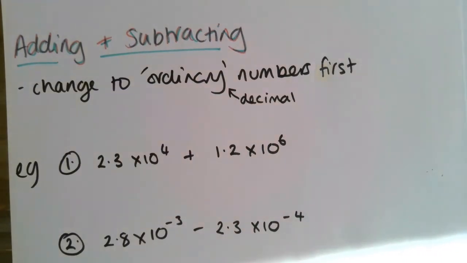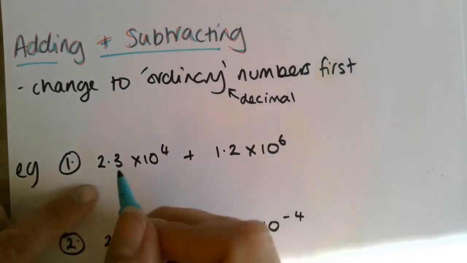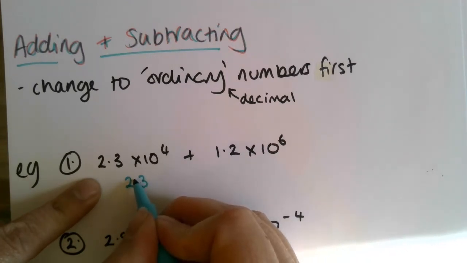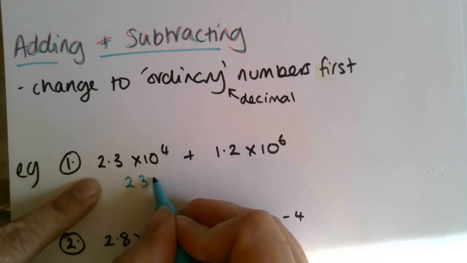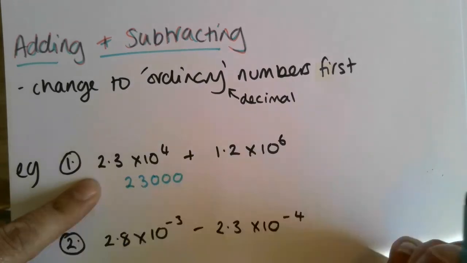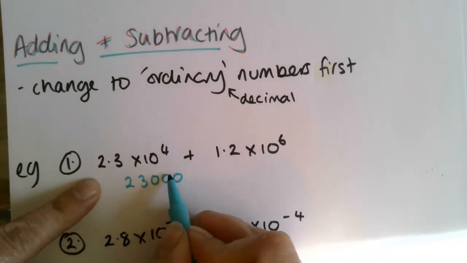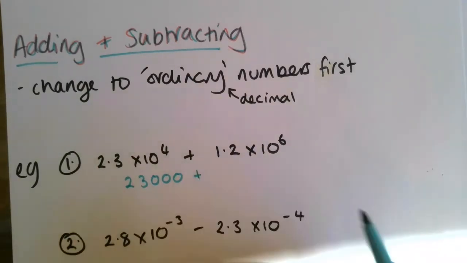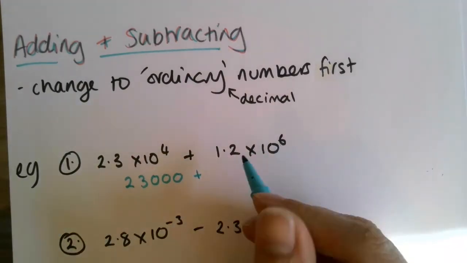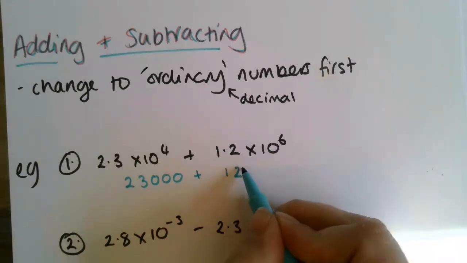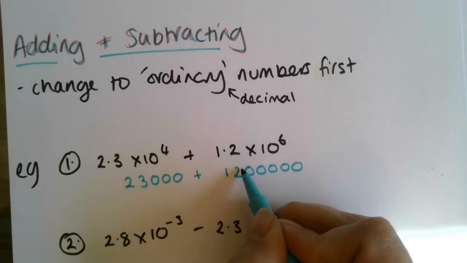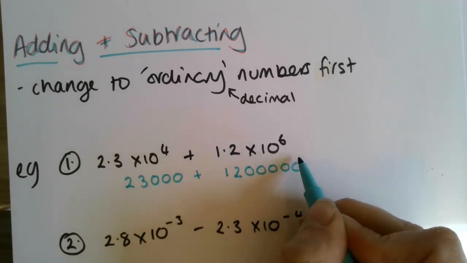So 2.3 times 10 to the 4 is 2, 3, and times 10 to the 4 tells me that's moving 4 places. 1, 2, 3, 4. Check it. 2, 3, 4. Yep. Plus 1.2 times 10 to the 6. So 1, 2, 3, 4, 5, 6. Check it. 1, 2, 3, 4, 5, 6.